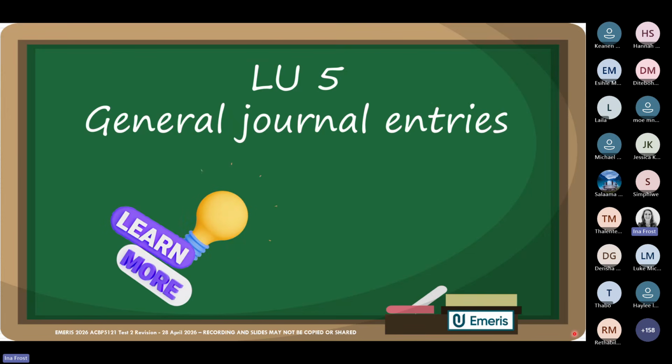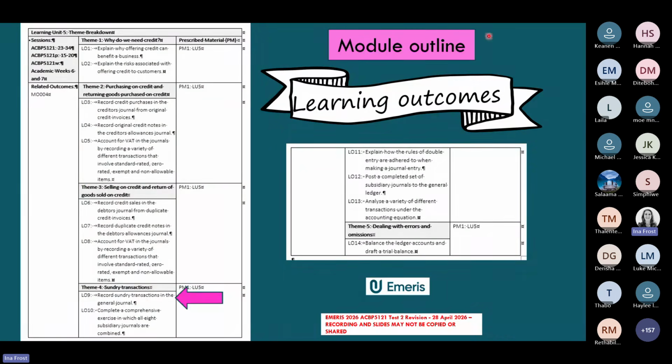So we're going to look now at Learning Unit 5, but as I said, specifically at preparing general journal entries. If you go to your module outline, you will find all the Learning Unit outcomes there. Under theme 4, Learning Unit outcome number 9, we require you to be able to do general journal entries. These entries are really key because they are also going to move with us into second semester. So it is really important that you know how to do your general journal entries so that it doesn't become a problem in our second semester.